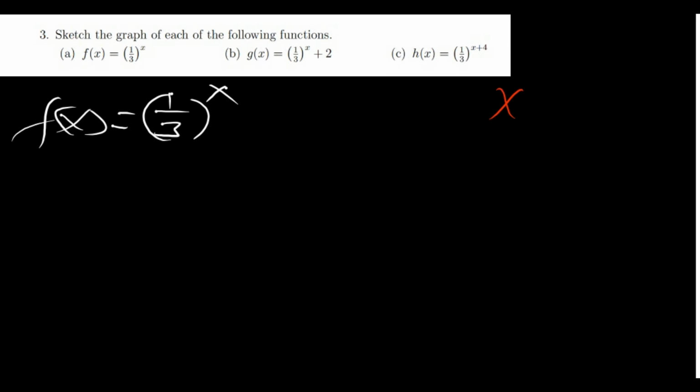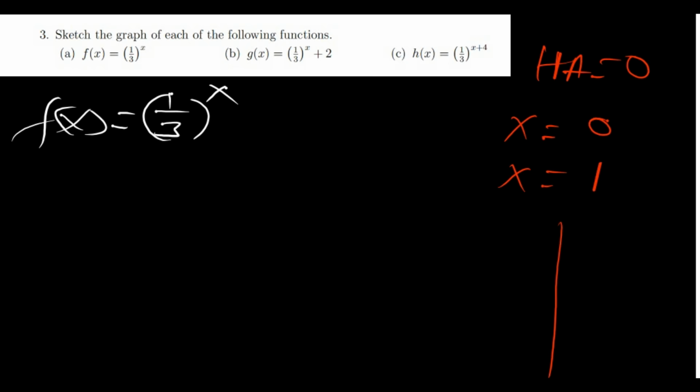So the first one is f of x equal to 1 over 3 to the power x. We are using the same principle. In this case, the horizontal asymptote, we don't have anything added, so the horizontal asymptote is 0. Then x has to be equal to two things, 0 and 1.